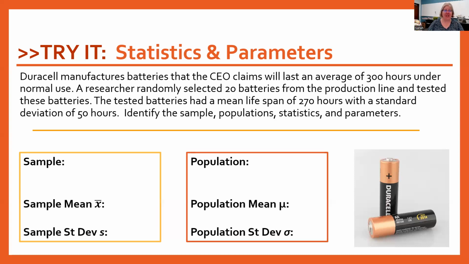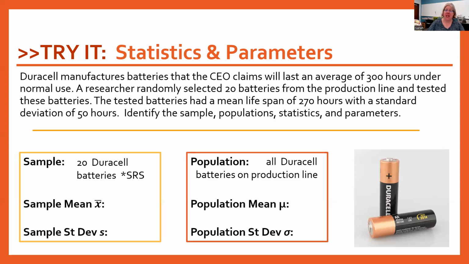Okay, so hopefully you gave this a try. Now our sample here is going to be those 20 randomly selected batteries from the production line. I did note that that was a simple random sample. And then my population most likely is going to be all Duracell batteries on that production line. That seems like a reasonable population. The leftover numbers here, so we have a 300, we have a 270, and a 50, haven't been used yet. Our tested batteries had a mean of 270, so that's going to be x bar, and a standard deviation of 50. So you should see that 50 show up here. We have everything from our sample, and that's awesome.